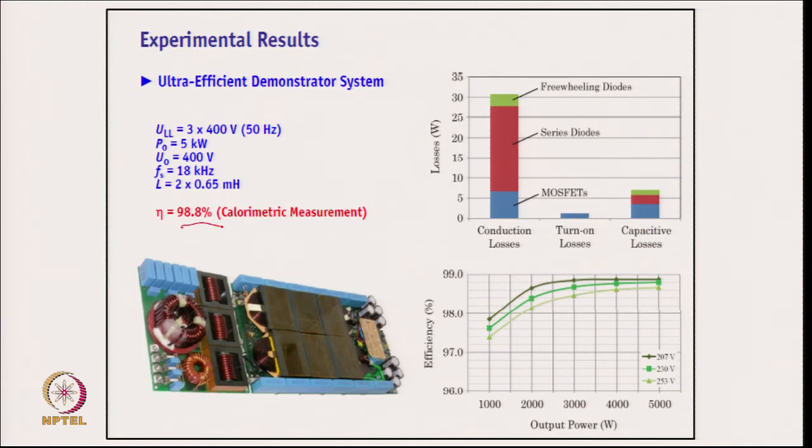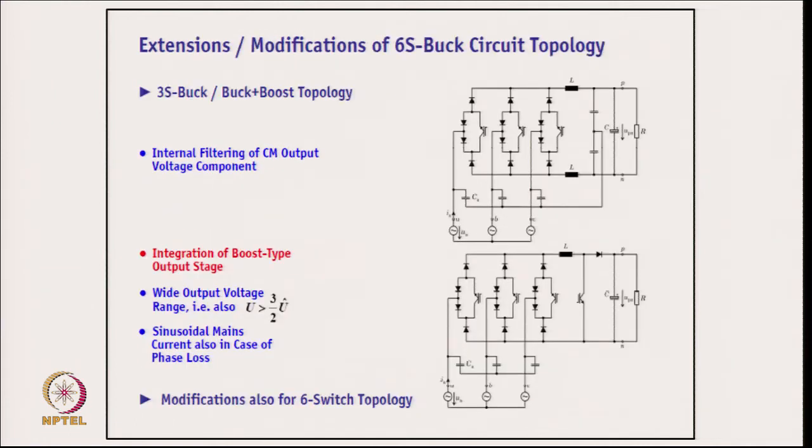So, you are able to get quite good efficiency of 98.8% in this converter also, and this is an extension of your 3 switch buck boost topology. Here you can see you are using the buck converter here and this is the boost converter. So, it is a 3 phase buck, so that you get sinusoidal current on the supply side, followed by the boost.